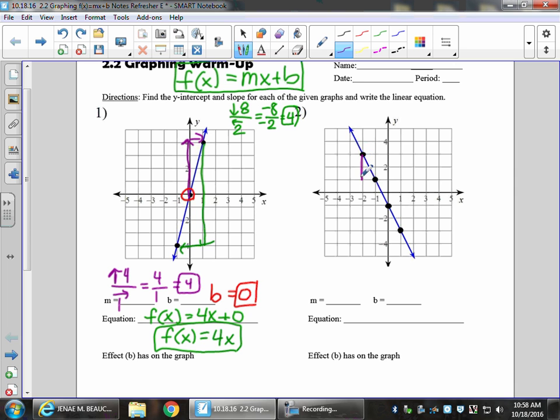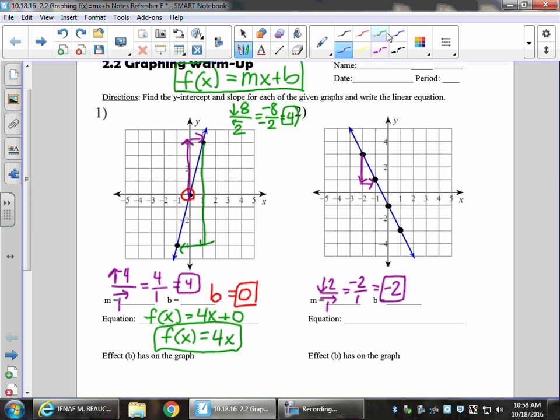Down 2. So hold on. Let me write that down. Down 2. And then where? Right 1. What is down 2? And right 1 is a positive 1. And what does this equal? Negative 2. Did someone else count differently?